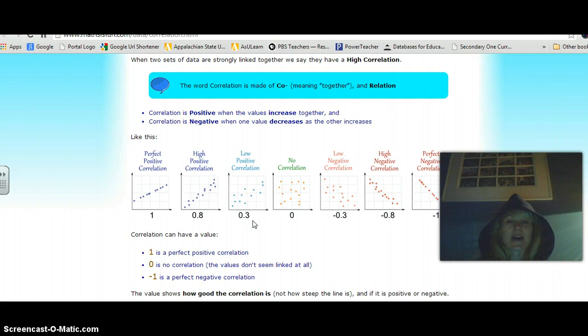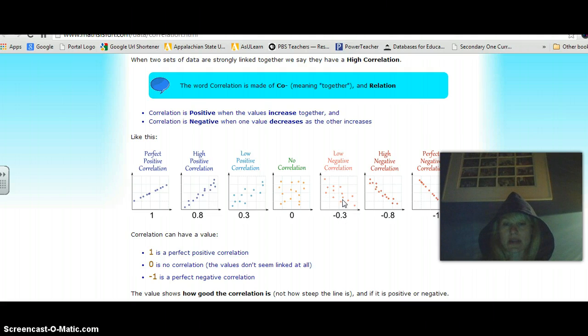So we said 0.5, but they're saying 0.3. So between 0.5 and 0.3, you're going to have a low positive. Anything where it's scattered, where you can't figure out how to draw a line through that, is going to be a no correlation. And then again, we have the negative. We have negative 0.3, so that's going to be a weak negative.